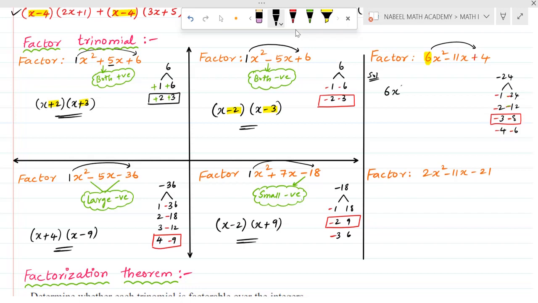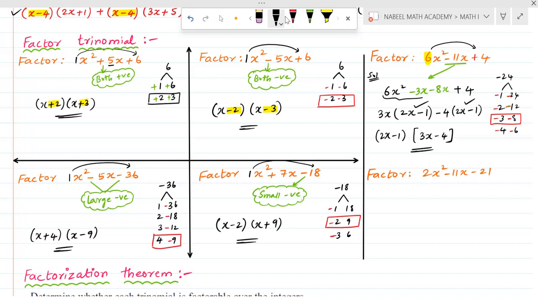So 6x square. Now this one I can write as minus 3x minus 8x. Is it the same thing? Just in place of minus 11, I split it. This has a common factor 3x. So 2x is common, and the remaining term has a minus 1. Here minus 4 is common, 2x minus 1. Now I will take this part as a common factor, 2x minus 1. The remaining part is 3x minus 4. So this is the final answer.